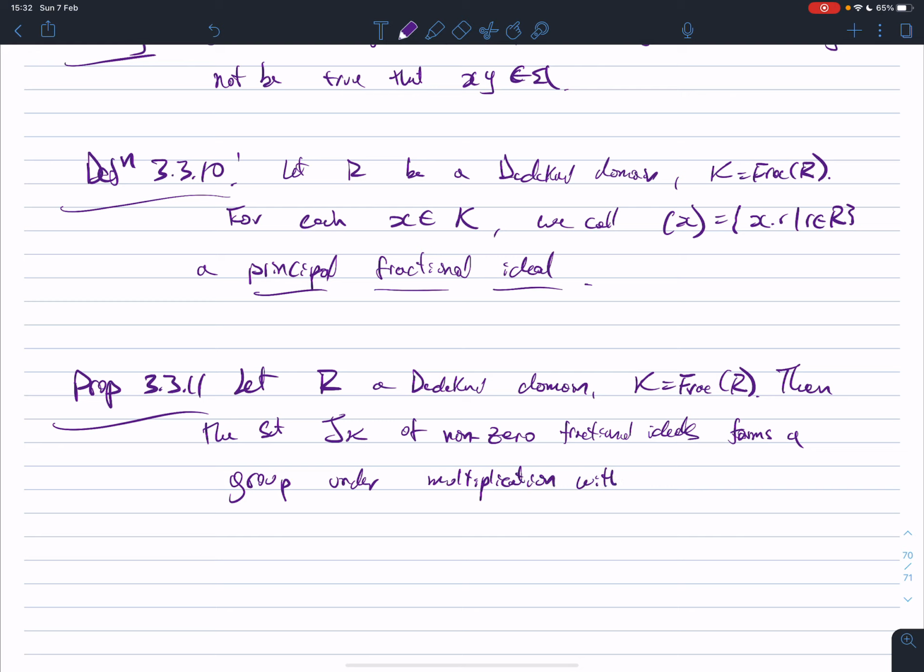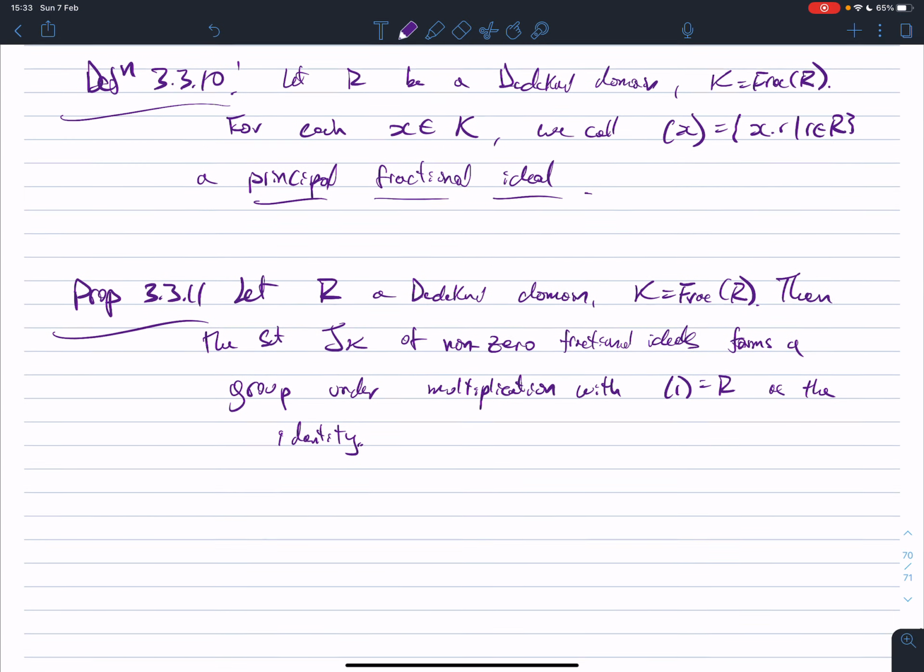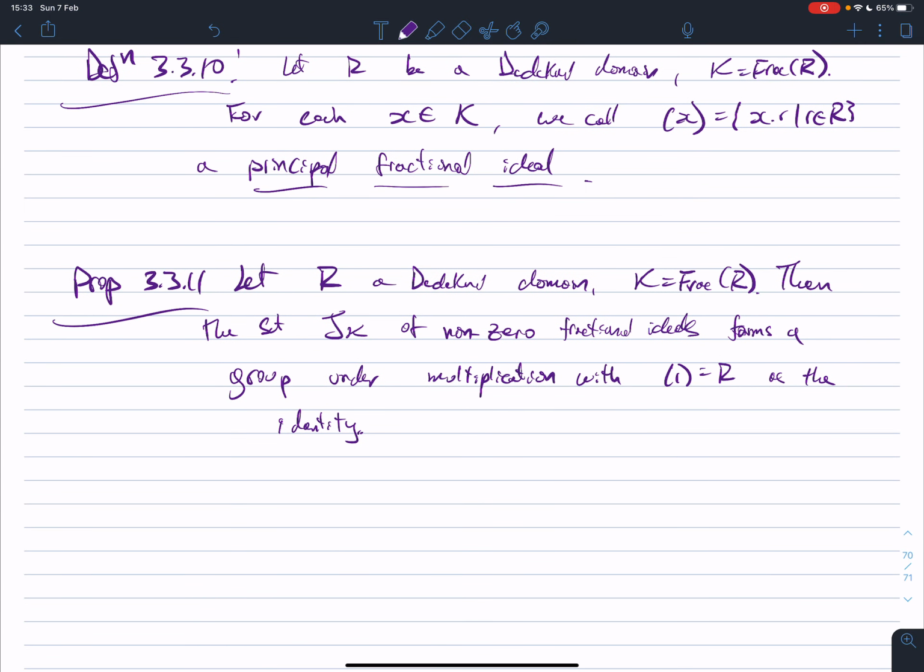Let me tell you what the identity is, with 1 being the whole ring as the identity. So you should think of this as, essentially, I've turned the set of ideals into a ring, but the problem is the inverse of an ideal might not be an ideal, but the inverse of an ideal will be a fractional ideal. So the reason I have to introduce fractional ideals is so I can have inverses. Once I have inverses, then I can make a group out of this.